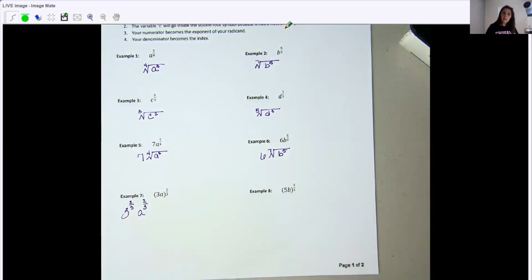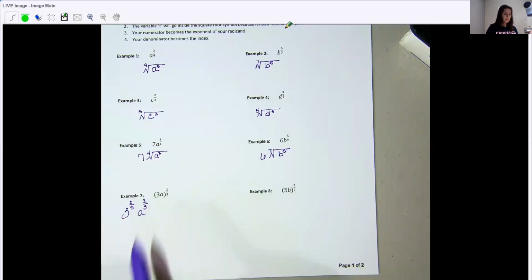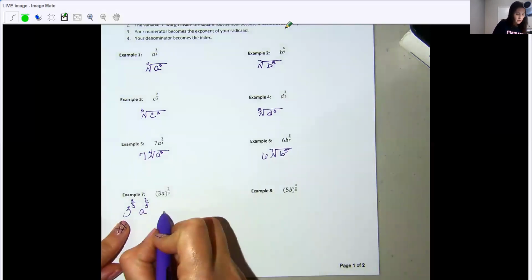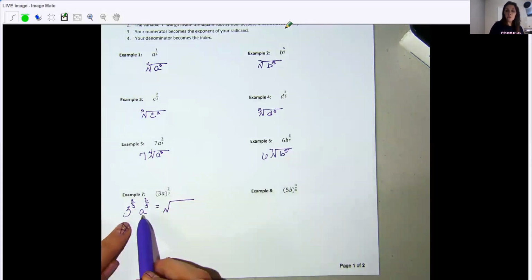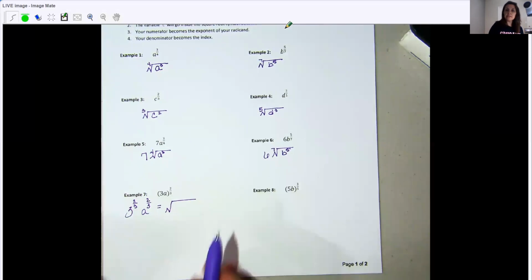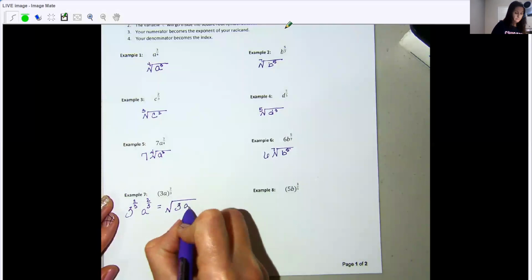Now, once you get the hang of how this works, this step right here can be eliminated. This is how I started out when I was learning about these, and then now I can look at the problem and know exactly how to set it up without writing it out like this first. So I'm going to make my square root symbol. My 3 and my a both have the same fractional exponent, so they're both going to go into the same square root. So I have 3 and I have a.